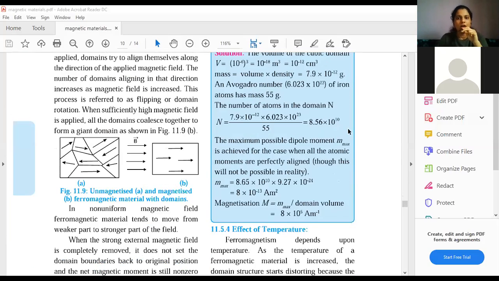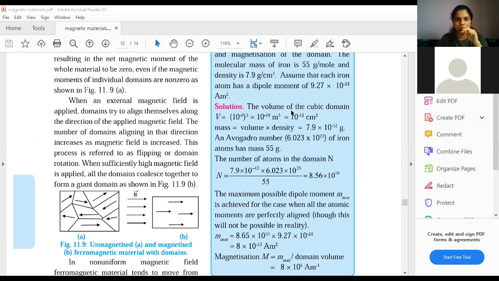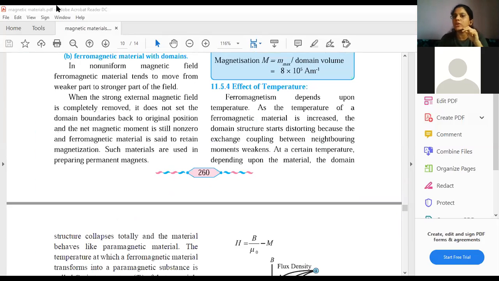We'll get back to this numerical, don't worry. But before that, there's one more small topic. Let us just discuss it quickly: the effect of temperature on ferromagnetic materials. You all can mark this point over here, students.